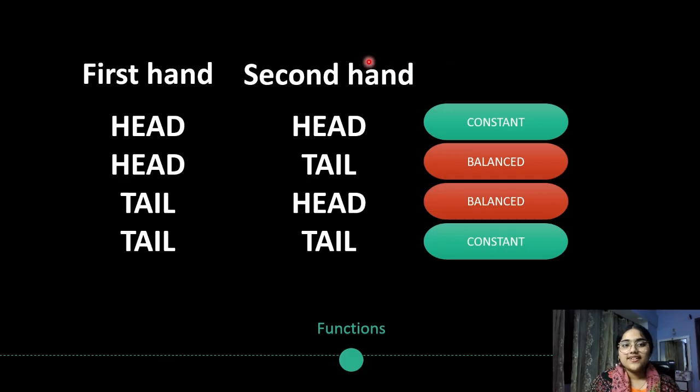So, this is an example of how the first hand and the second hand outcomes are. So, this is head, head, tail, and tail. And according to that, there are all the possible outcomes of the second hand. As we see here, there are only four outcomes. So here, the outcomes that are shown are represented in forms of functions. Now, there are mainly two types of functions, that is constant function and balanced function.